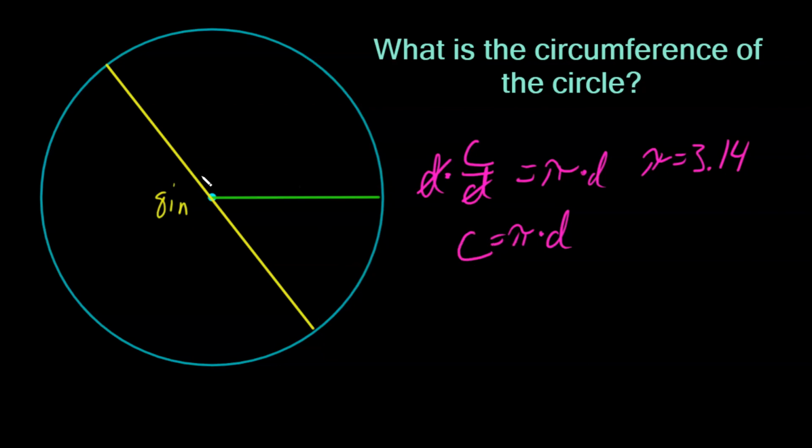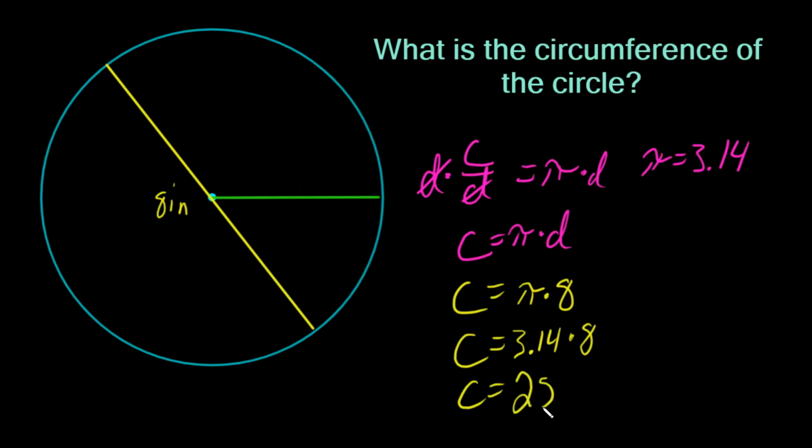So for this problem here, we're given the diameter, the distance from one side of the circle through the center to the other, is equal to 8 inches. So all that we do is we go C equals pi times 8. And remember, pi equals 3.14, so for this one I'll go C equals 3.14 times 8, and that equals C equals 25.12.